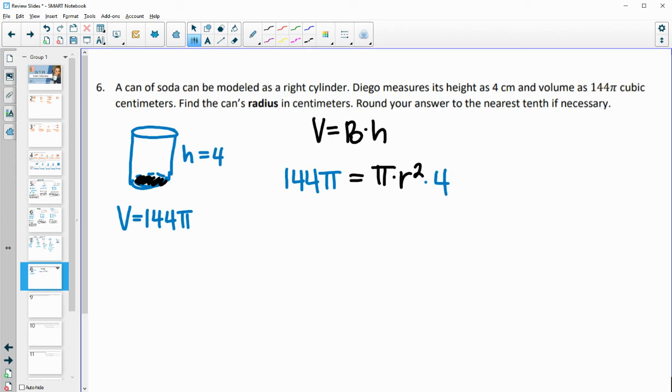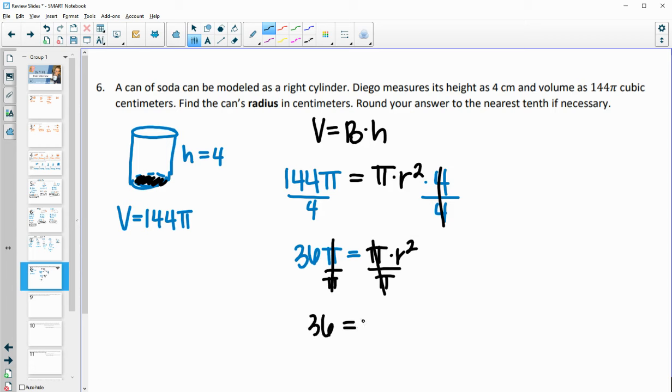And now we're just going to solve backwards to get this radius. So we can just divide both sides by 4. So 144 pi divided by 4. Really, you can just do 144 divided by 4, which is 36 times pi, equals, and then we have still pi times the radius squared. So now we can divide by pi to both sides, and we end up with 36 equals the radius squared. So then you can square root both of these, and you get that our radius equals 6 centimeters.